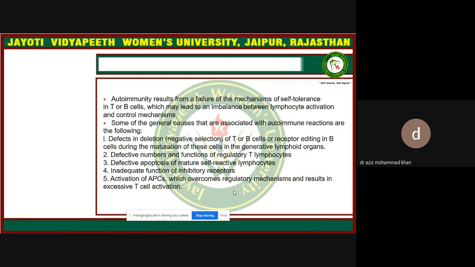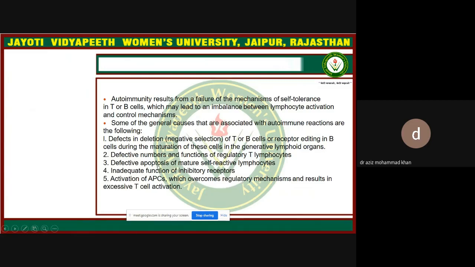In the case of autoimmunity, that is the failure of the immune system in which it identifies the self particles as non-self, the T cell or B cell mechanism fails, which leads to an imbalance between lymphocyte activation and control mechanisms. Some of the general causes associated with autoimmunity are defects in deletion of T and B cell receptors, defects in the number and function of regulatory T lymphocytes, and defects in apoptosis.